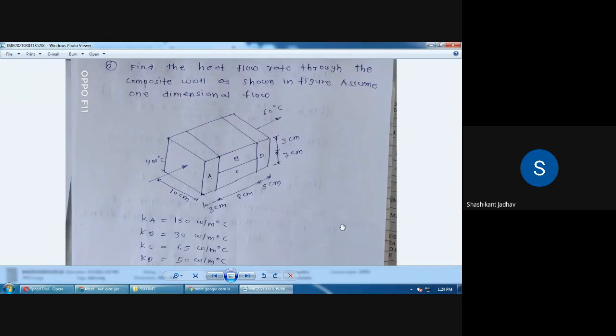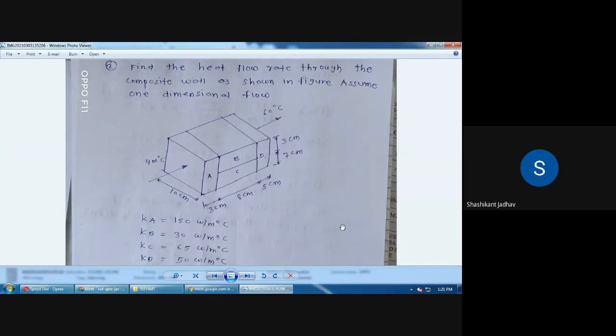Okay. So find the heat flow rate through the composite wall, as shown in figure. Assume one-dimensional flow.